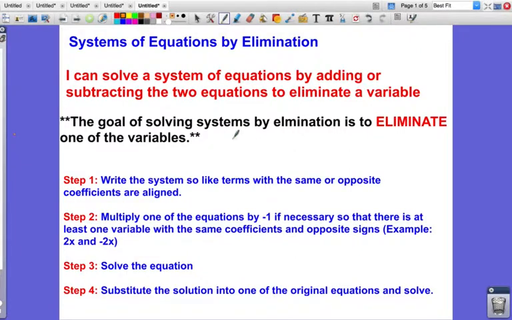Okay, so take a look at your objective right here. Make sure you copy that down. I can solve systems of equations by adding or subtracting the two equations to eliminate a variable.